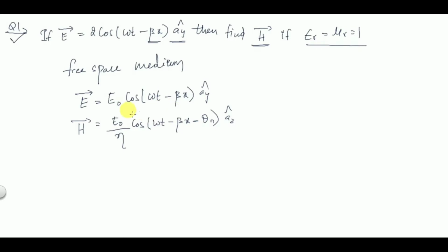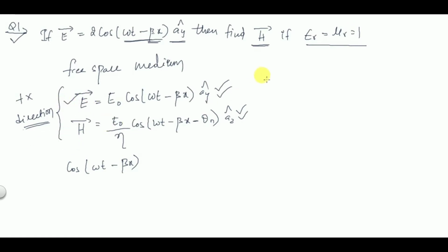When wave is propagating along plus x direction, how can we find whether wave is propagating in plus x direction? Again from this, cos of omega t minus beta x represents the wave is propagating along positive x direction. So when wave is propagating along positive x direction, these are the relationship between E bar and H bar. Now E bar is given for you, so E naught value is 2.